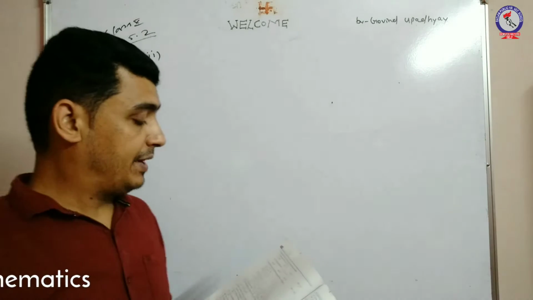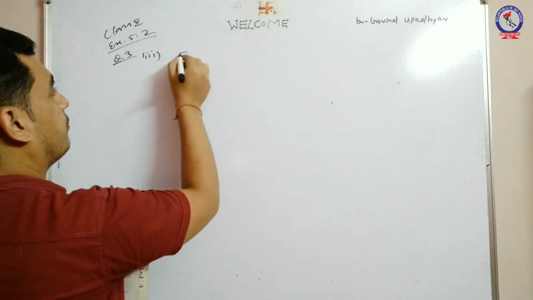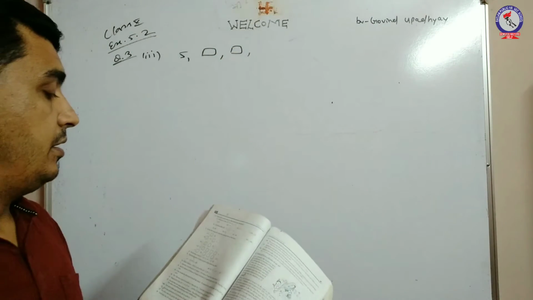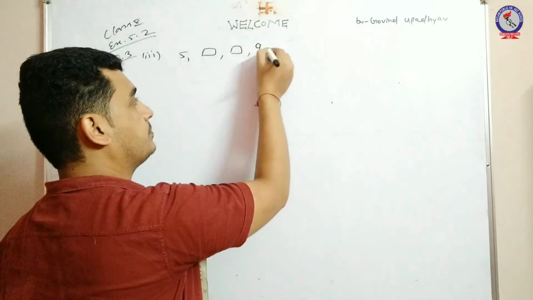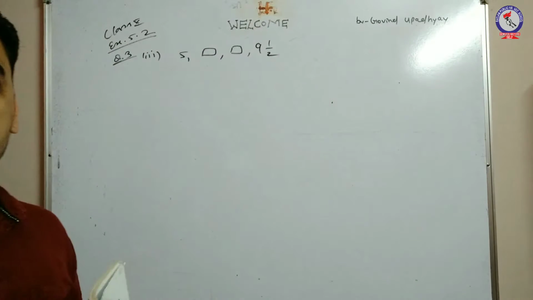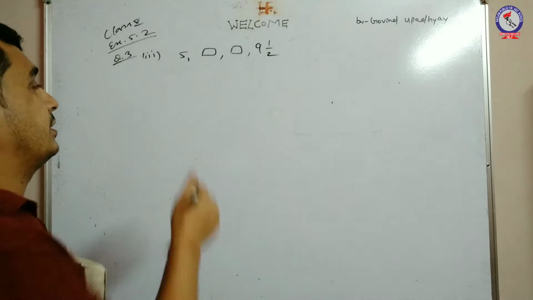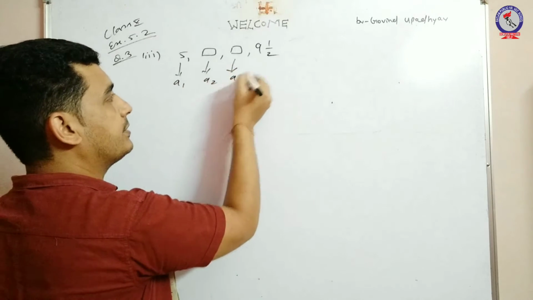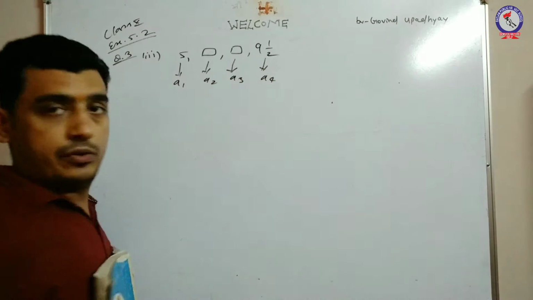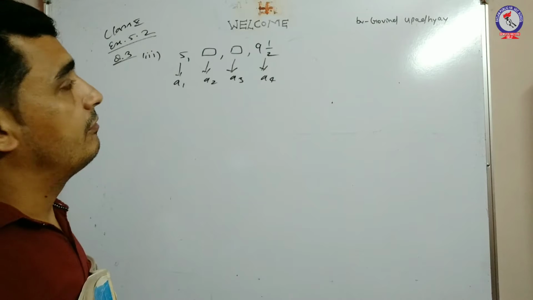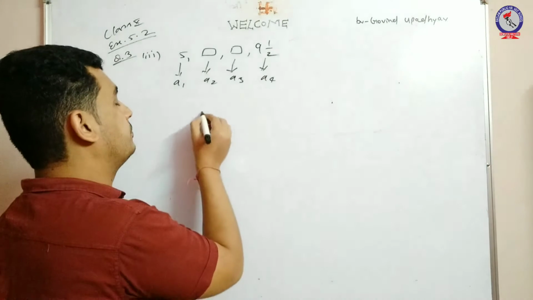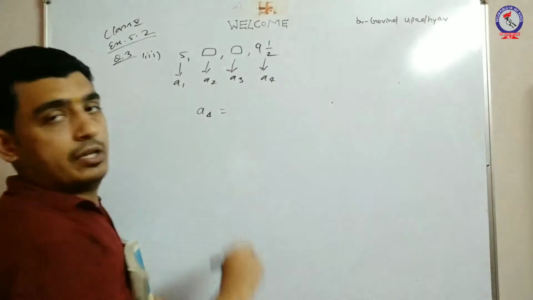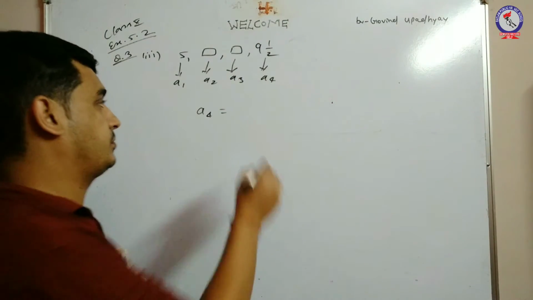The terms are 5, box, box, and 9 1 by 2. How to solve this question? This is our A1, this will be A2, this will be A3, this will be A4. A4 is 9 1 upon 2, so A4 will be 19 by 2.